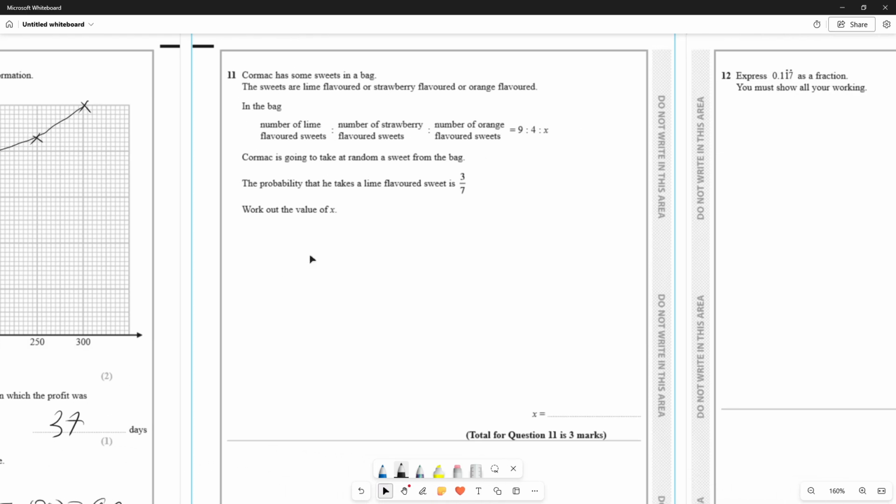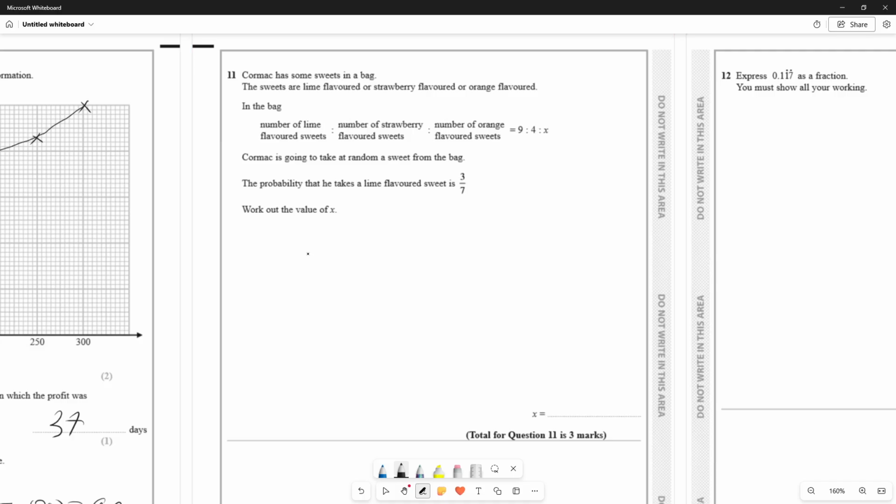Question 11. Cormac has some sweets. It's a ratio, lime, strawberry, orange, 9 to 4 to x. Cormac's going to take some sweets from a bag. The probability he takes a lime flavored sweet is 3/7. Work out the value of x. Now with ratios, whenever you have a ratio question and you're like, oh, I don't know how many I have, but here's a ratio, it doesn't matter how much they have. Unless the question is exactly asking you how much do they actually have, ignore that, okay?